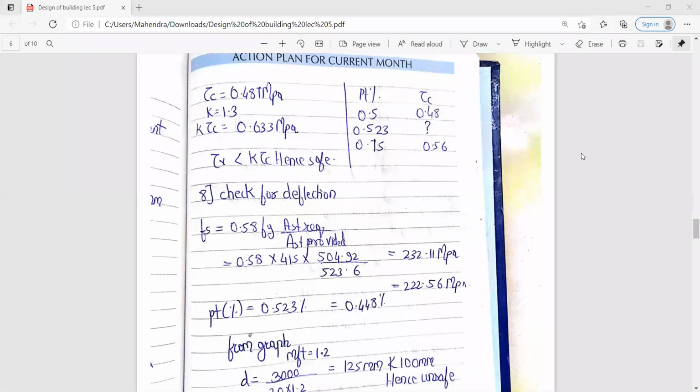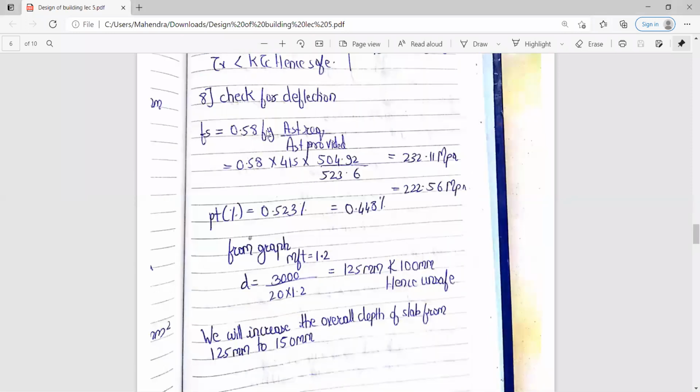Again, for checking the deflection, we are having the formula for fs. That is fs will be equal to 0.58 into fy, into Ast required by Ast provided. So 0.58 into 415, into Ast required, how much did we get? 504.92, and Ast provided we had got is 523.6. So from that, fs we get is 232.11 megapascal.